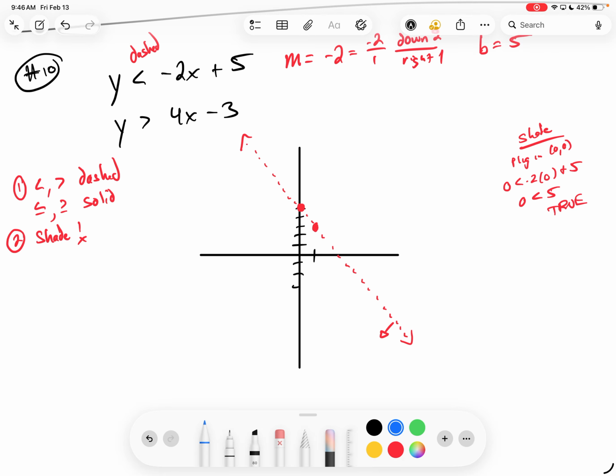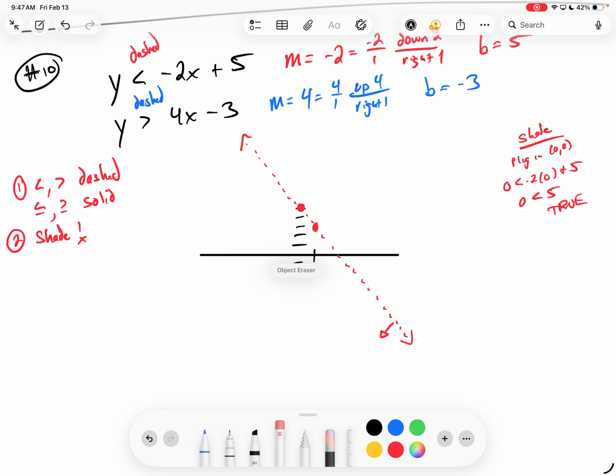Now the other line, my slope is 4. So that's 4 over 1. That would be positive 4 up 4 to the right 1. And my y-intercept is at negative 3. This one is also dashed because it's greater than. So I start at, oh no, don't want to erase. Start at negative 3. I go up 1, 2, 3, 4, and to the right 1. Draw my dashed line.